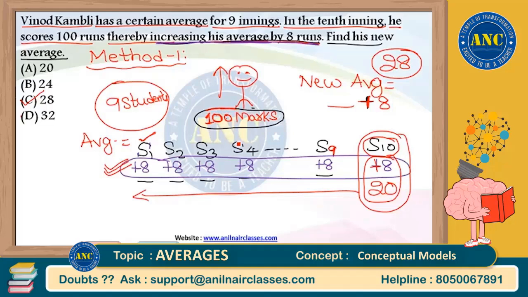That means he will bring 100 rupees extra inside the class, and 80 rupees he has already distributed to all the people. So the remaining 20 rupees he is keeping. He is distributing equally, which means all these 28 should be equal. Everything should be 28 only.